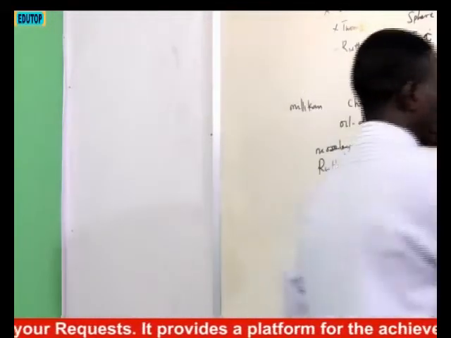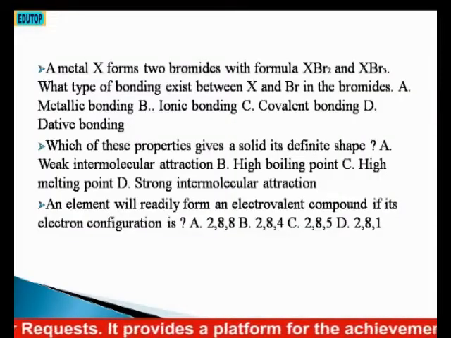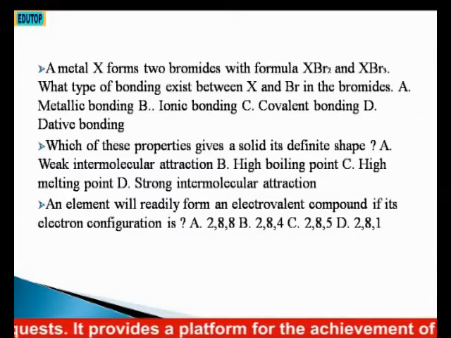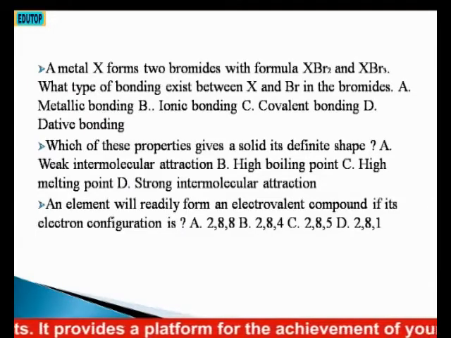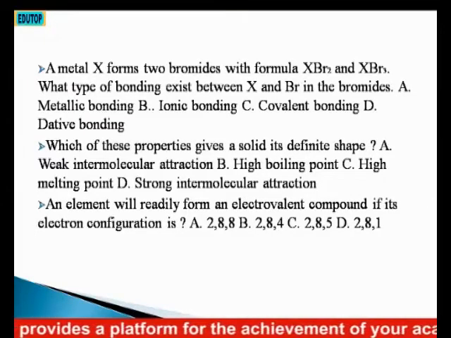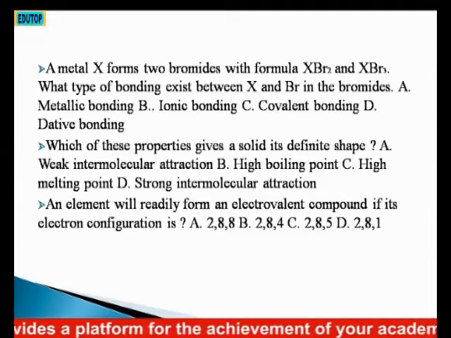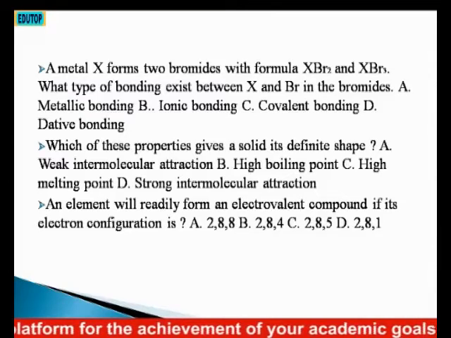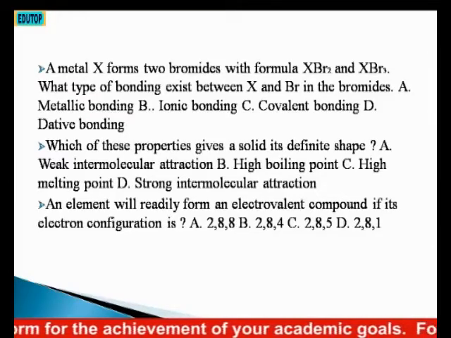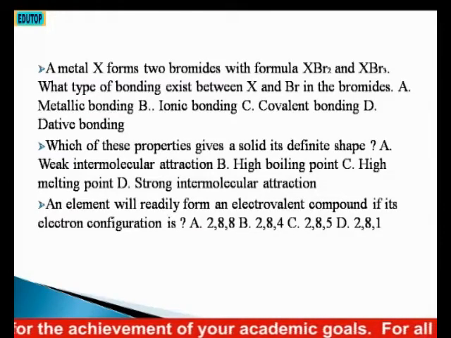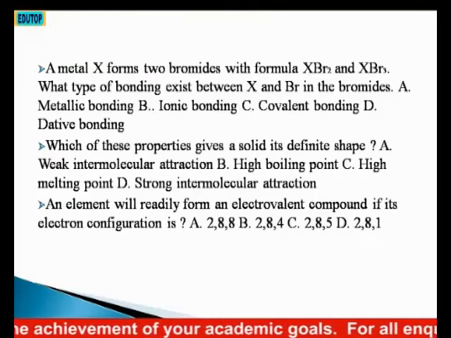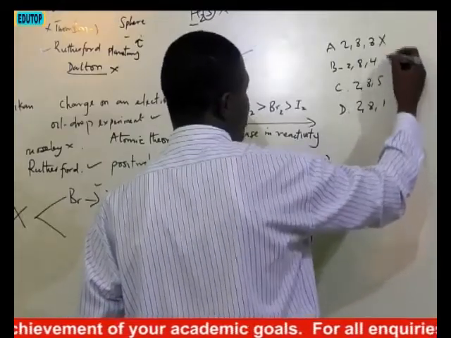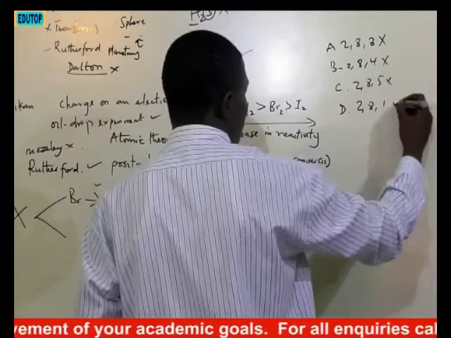Option A, 2, 8, 8. Option B, we have 2, 8, 4. Option C, we have 2, 8, 5. Then option D, we have 2, 8, 1. It can never be this, it can never be this, it can never be this, it will be this.